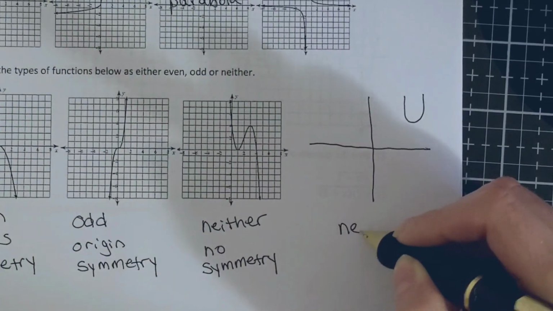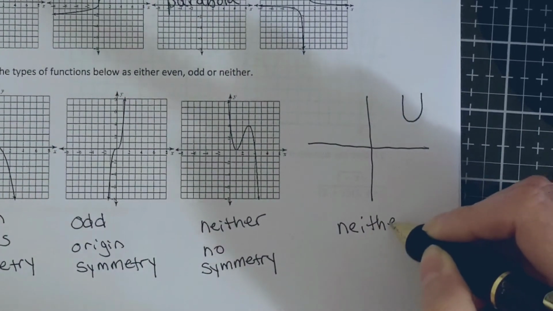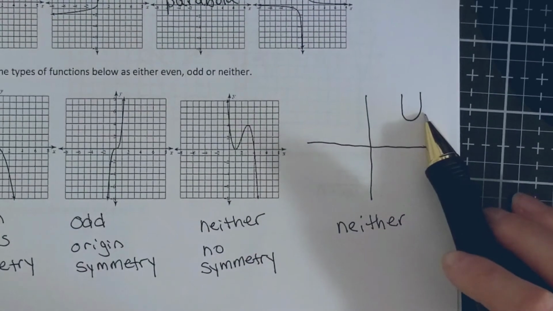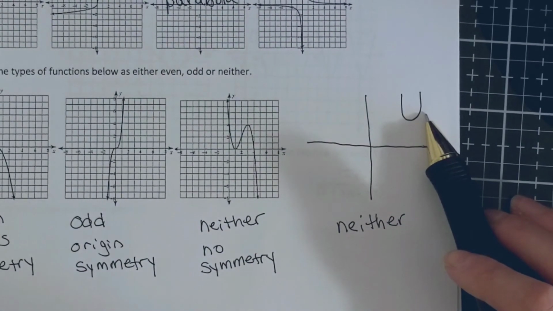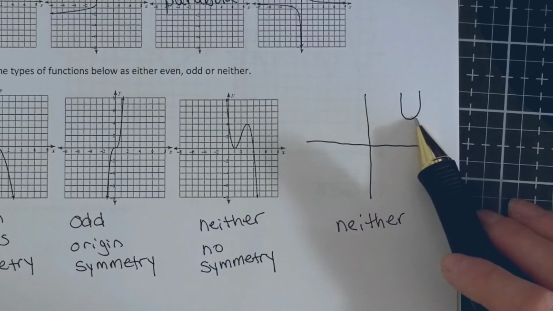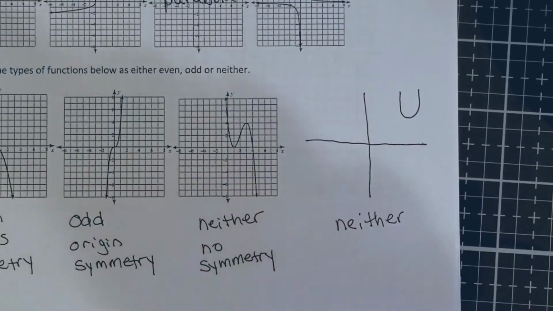So they may try to trick you. Don't get in the habit of thinking, oh, it's a parabola, it has to be even, y-axis symmetry. That's not correct. If it's shifted, then it makes it neither.